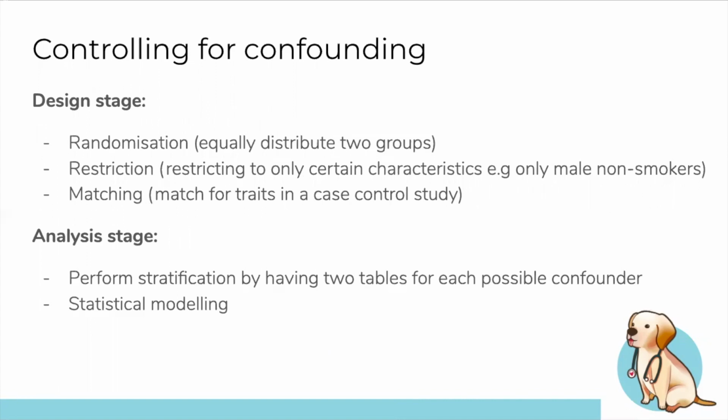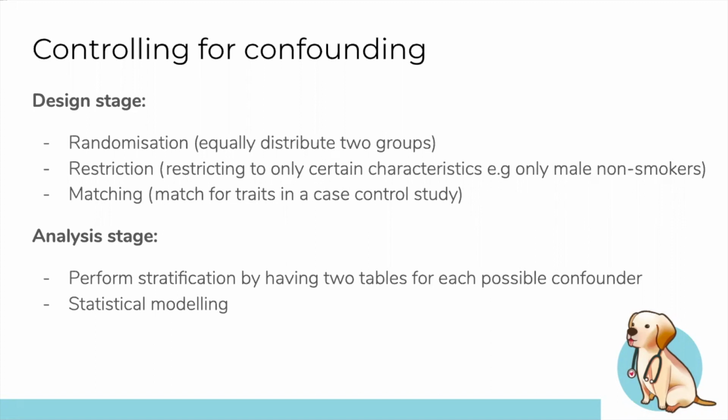which is what we talked about with the randomized control trial. You can restrict it to only certain traits. So let's say you're going to look at people that don't smoke only, so that you can make sure that smoking is not going to be a confounding factor. And you can also do matching. So in a case control, when you're looking at people that have the case and don't have the case, you want to make sure that all the other traits are going to be the same, just so that you don't have one factor that's only affecting one group and therefore would be able to act as a confounder.